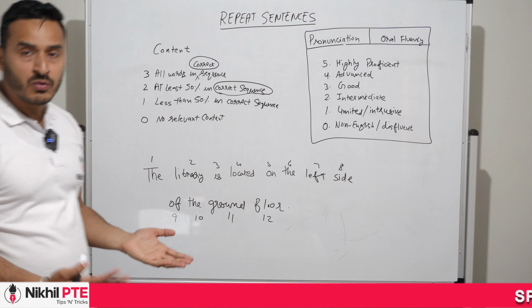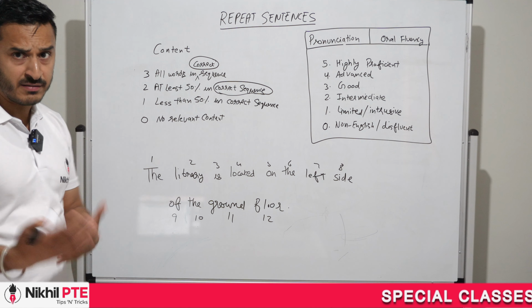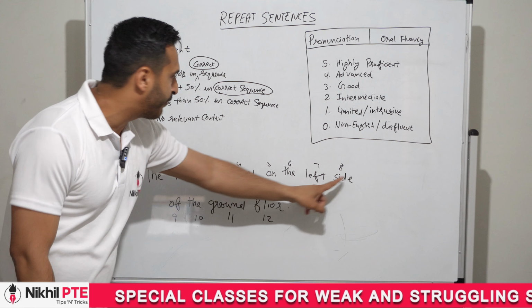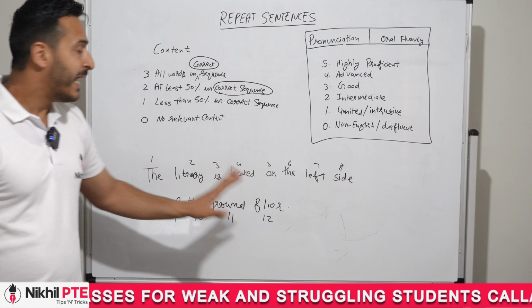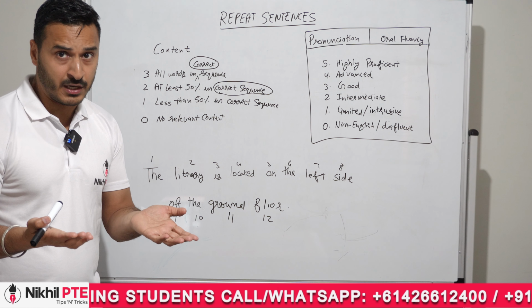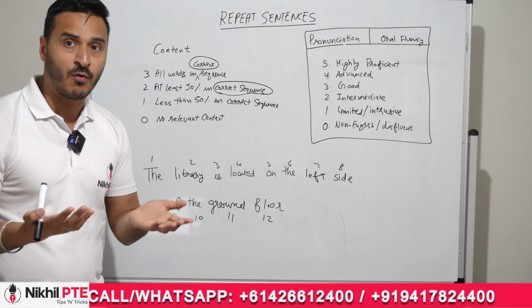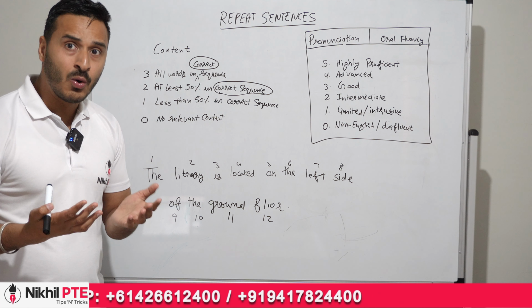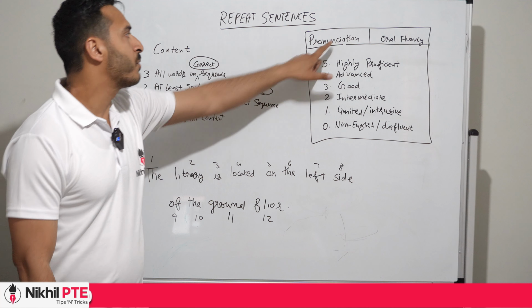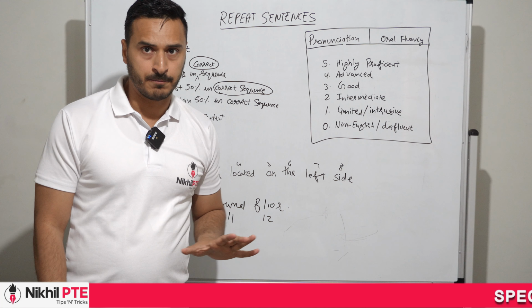If you are not able to speak 100% content, let's say 60% content, "The library located left side of the ground floor." In that way my English is understandable. You are listening to my voice very clearly. So I can achieve 2 marks from content, and 5 or 4 marks from pronunciation and fluency.